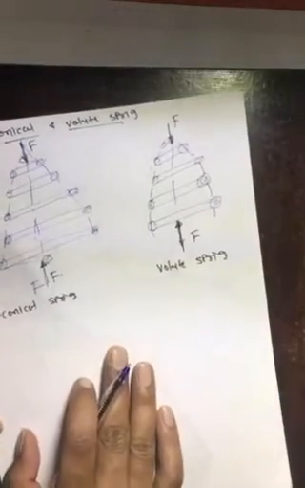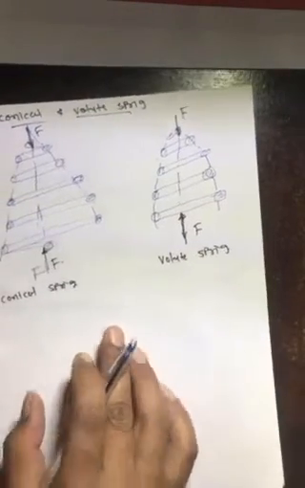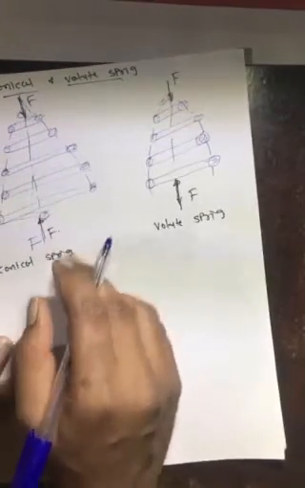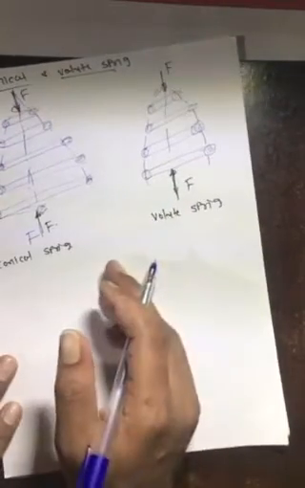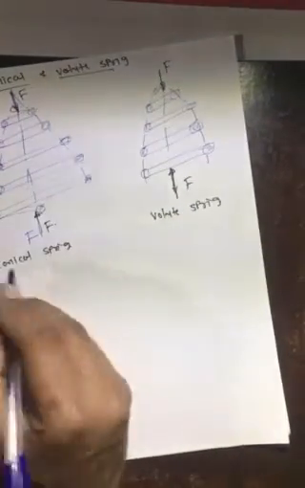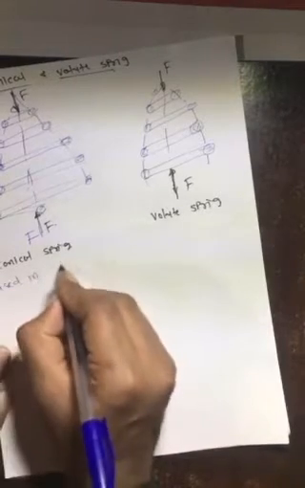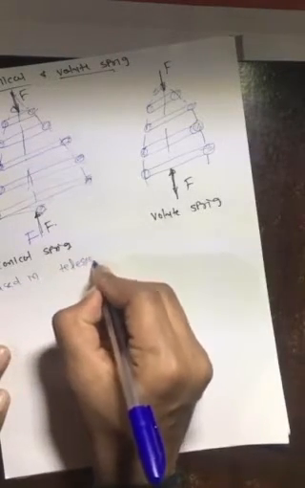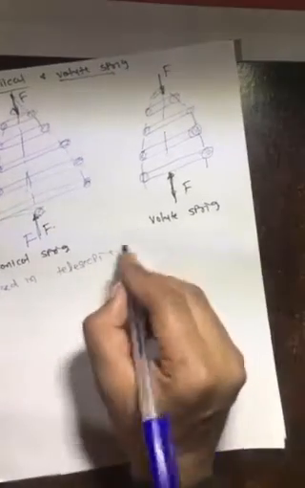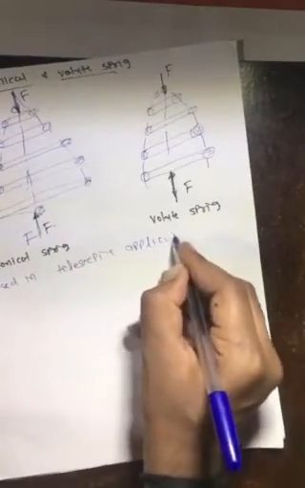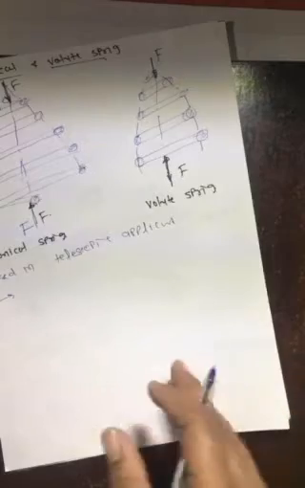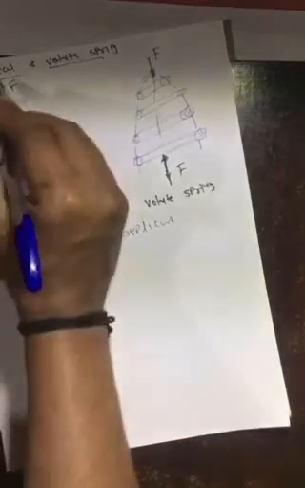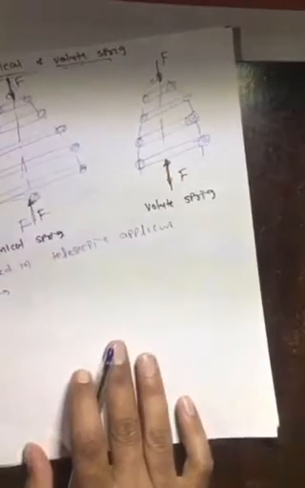So conical and volute springs are used in special applications where a telescopic spring action is required, right? Used in telescopic applications, and where a spring stiffness that increases with the load is desired, right? So this one is the conical and volute spring.